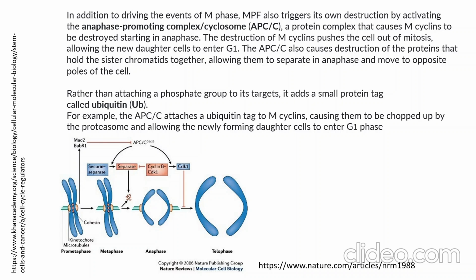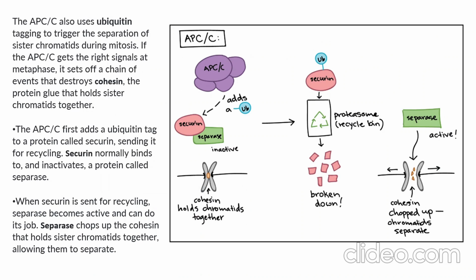So one example is how it allows the complex holding the two sister chromatids together, how APC is involved in that, and its ubiquitinating function is involved in that. So in the next slide, I think, the APC uses ubiquitin to tag and trigger the separation of the sister chromatids. So if it's getting the right signals, it's been activated correctly, it is ready, it can actually destroy cohesin and allow separation of the chromatids.